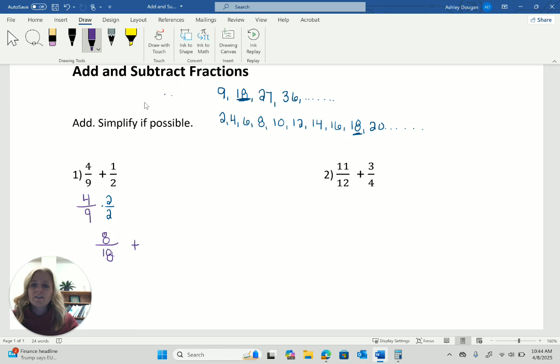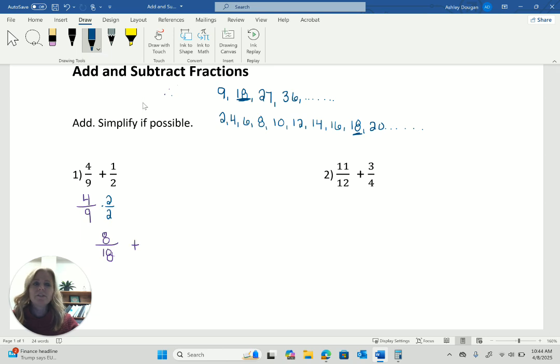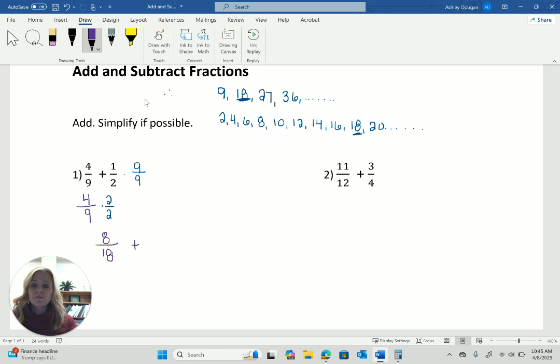Now I need to look at the second fraction. I have a 2. I want there to be an 18 instead of the 2. Well, what can I multiply 2 by that would give me 18? And that is going to be 9. And so I multiply the top and the bottom of that fraction by 9. And if you're not sure what you could multiply 2 by to get 18, think about your multiplication facts, use your calculator to see what you would need to multiply by. And then actually do the multiplication. 1 times 9 is 9. 9 times 2 is 18.